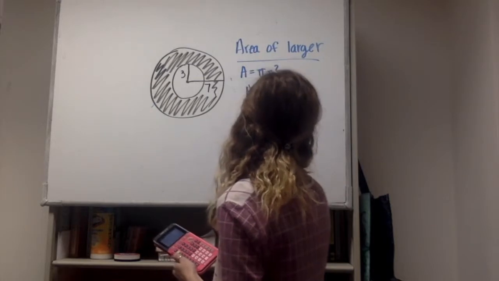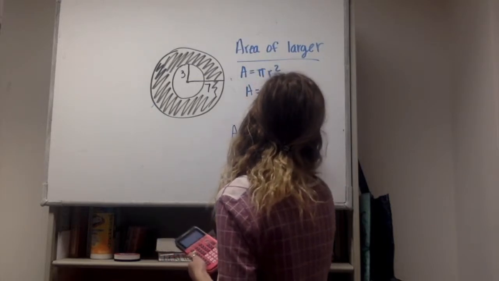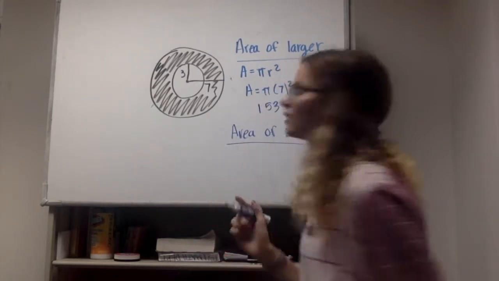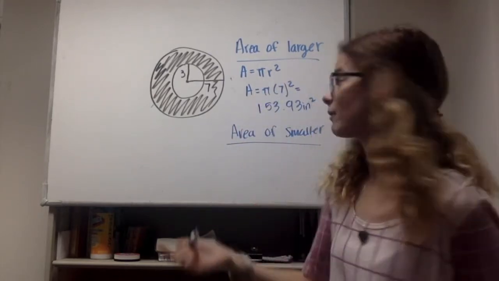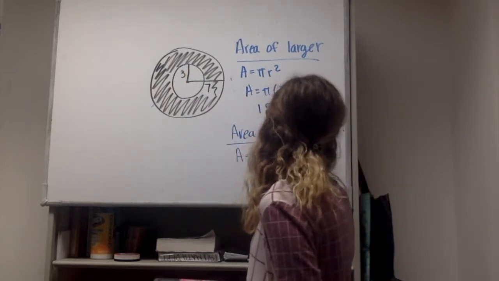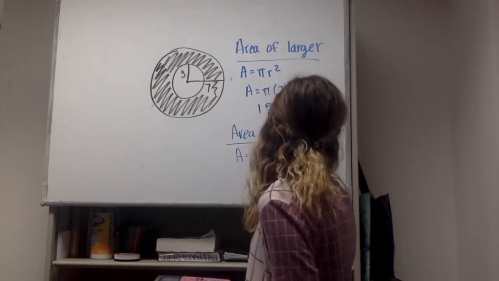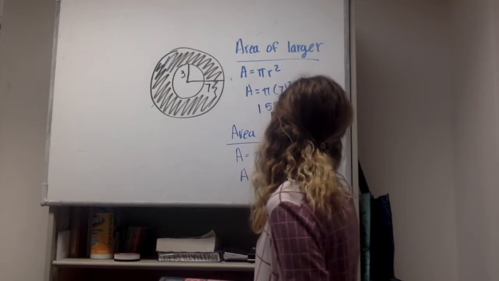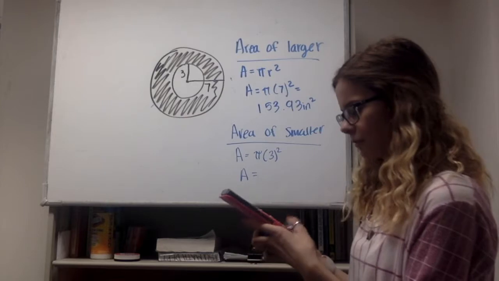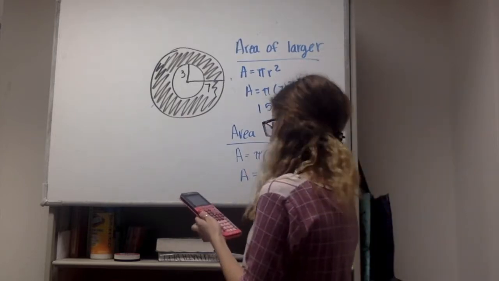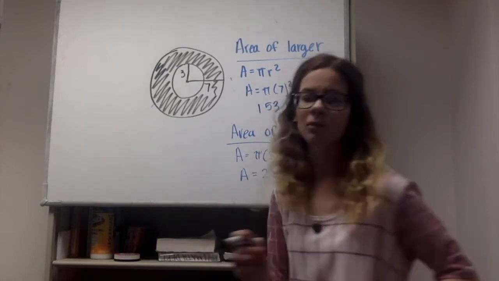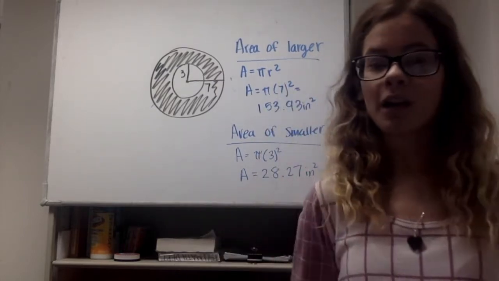I'm just going to write it down here. And so the area of the smaller circle would be just the same, except our radius is now 3. So we have our area equals pi times 3 squared, which is 28.27 inches squared. So now we have the area of both our shapes.